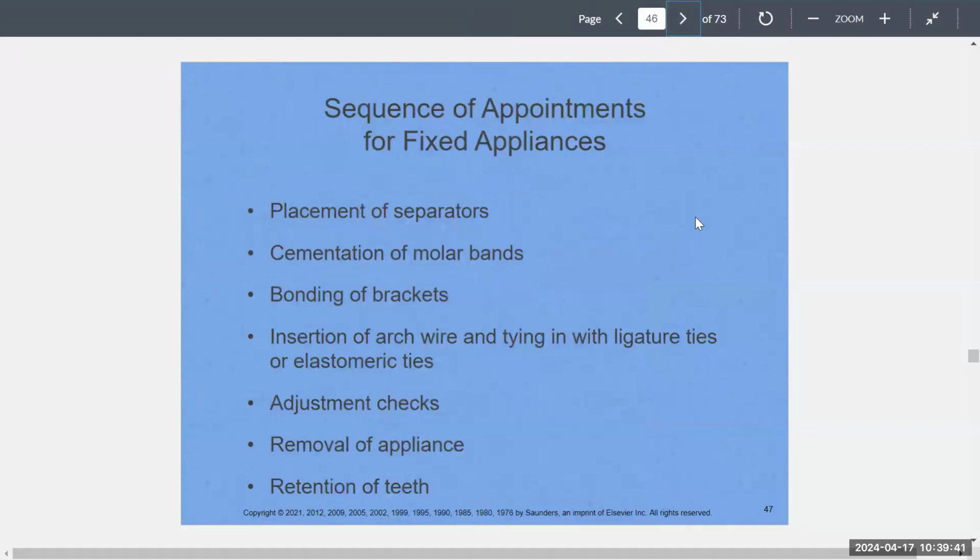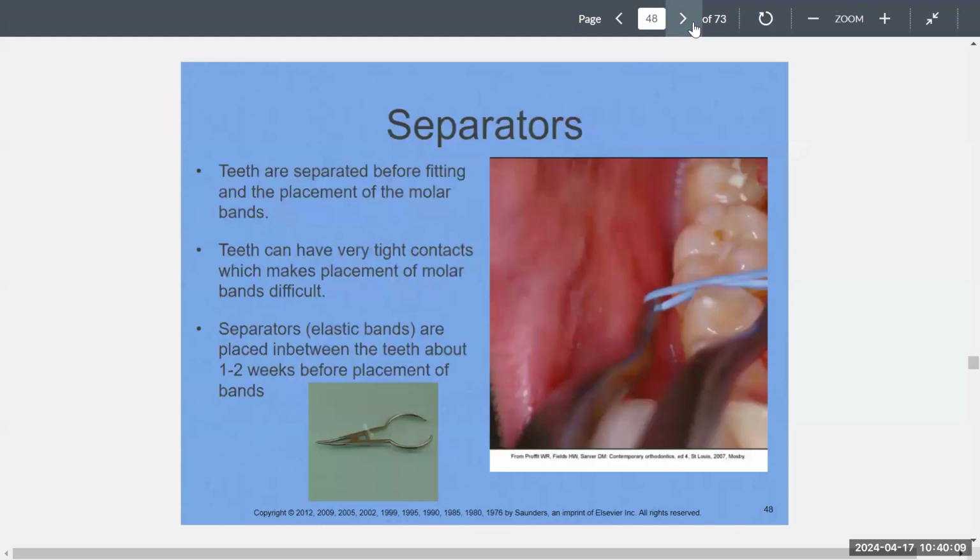Okay. So in the sequence of appointments, first you got to place your separators, and we're going to go over this in lab. You want to place your separators because you want to create space. Then you want to place bands on. You're going to cement those bands. Then you're going to take brackets and bond those on. Then you're going to put the arch wire along with the rubber bands on top of those. Then you're going to do an adjustment check. You're going to remove the appliance. And then ultimately, you want to check the retention of teeth, maybe through a retainer.